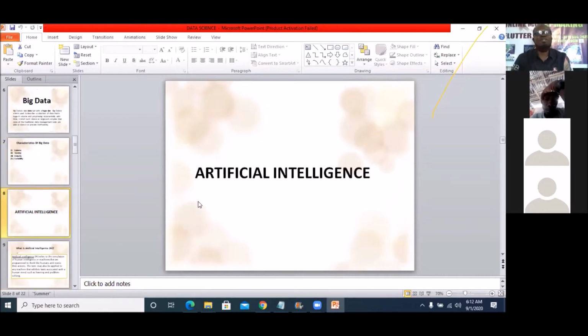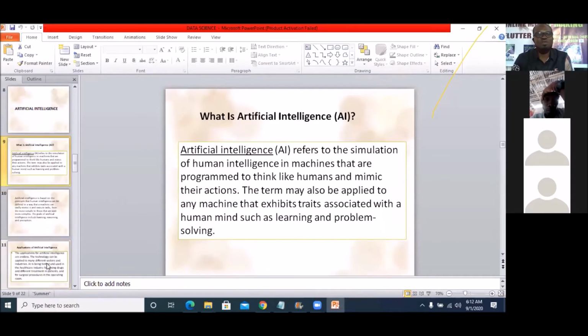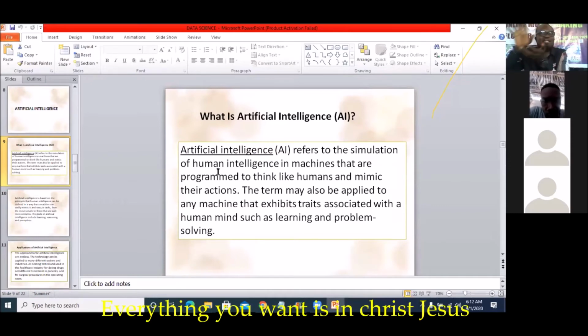Okay, so that brings us to artificial intelligence. What is artificial intelligence? Artificial intelligence, the abbreviation is AI, and it refers to simulation of human intelligence in machines. It simply means making machines behave like human beings. Human beings are supposed to have intelligence, isn't it? You take that intelligence, you give it to a machine. The machine now starts acting like a human being.